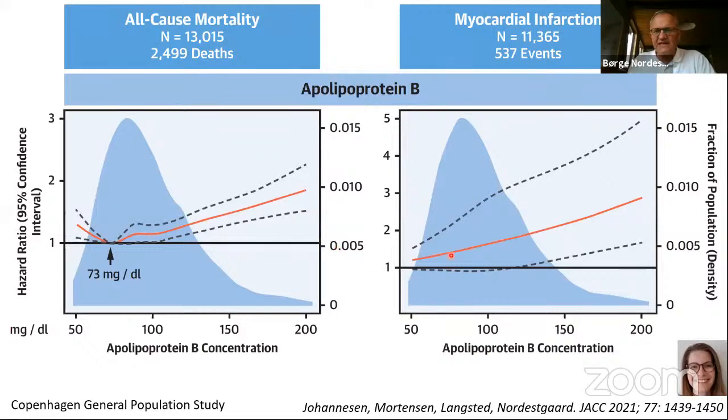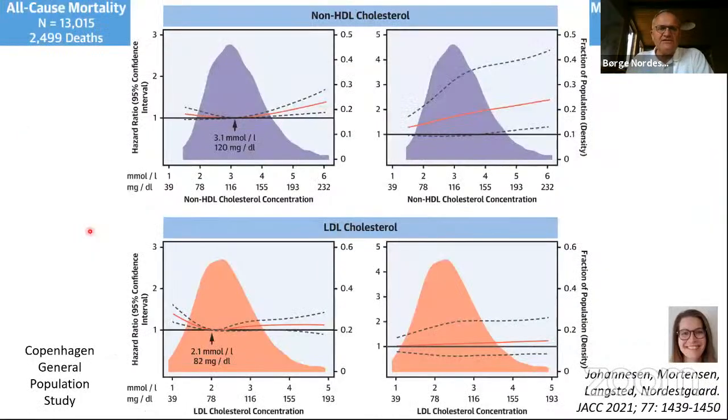The same was the case here for myocardial infarction. There's this strange thing about risk going up when ApoB is low, but that's a different story. When we then compare with non-HDL cholesterol, as non-HDL cholesterol goes up, it is the same: all-cause mortality increases, and so does risk of myocardial infarction.